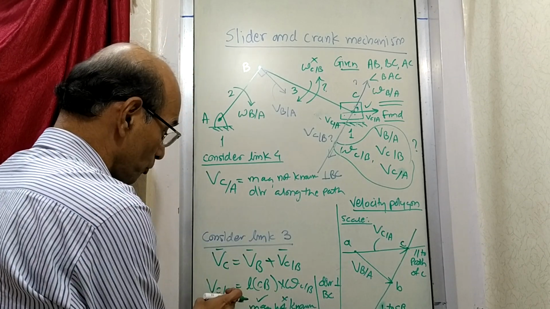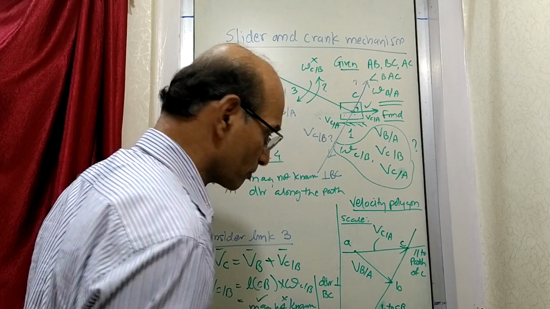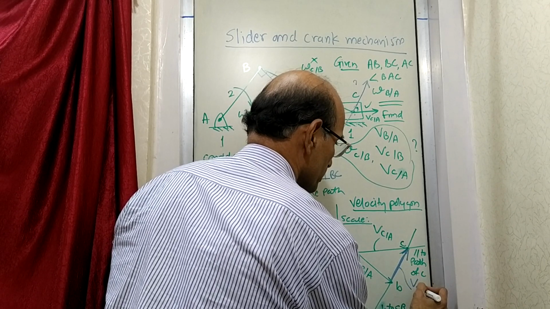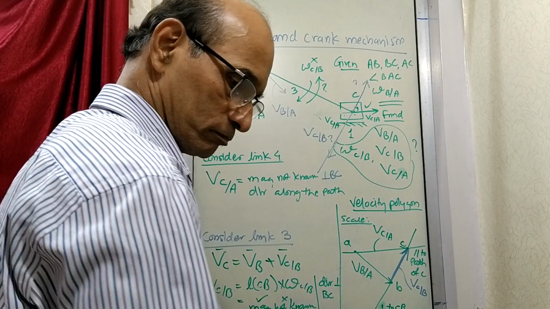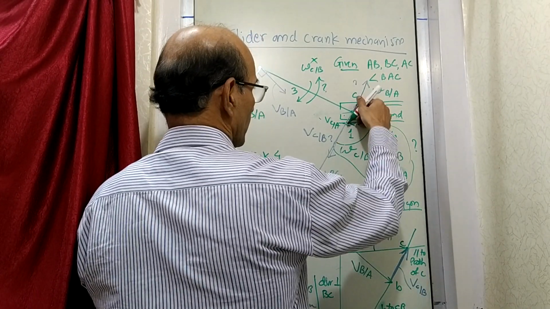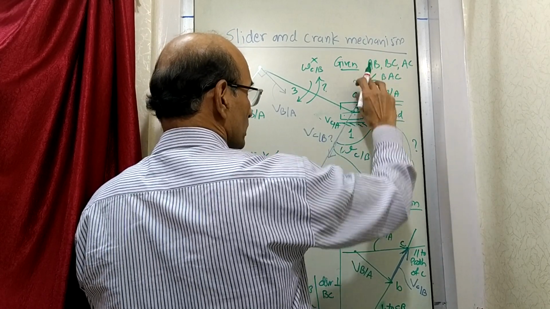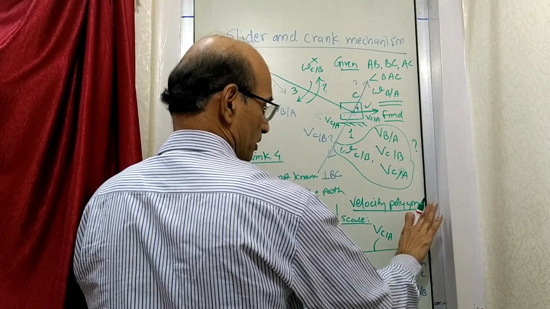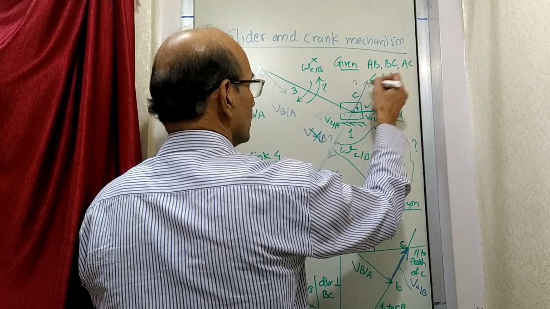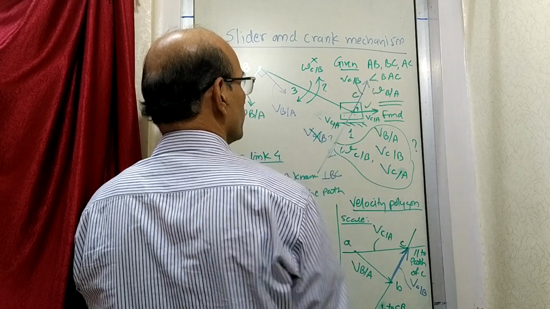Velocity of C with respect to B. Head is at C, tail is at B. So that vector, if you show it like this, this is velocity of C with respect to B, and this vector is here. So we were earlier saying the vector could be here, or the vector could be like this. Now we saw that this is the correct direction. So that means this is not correct. This is correct. So this vector is the velocity of C with respect to B.